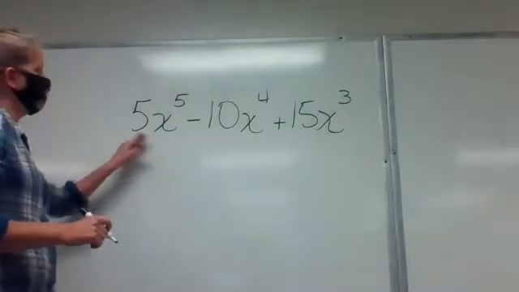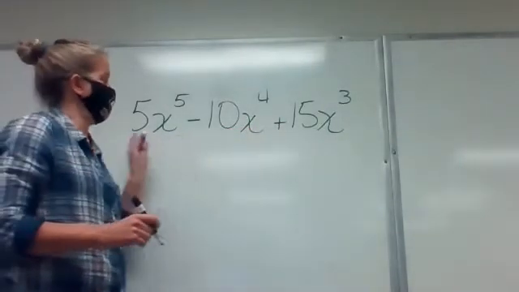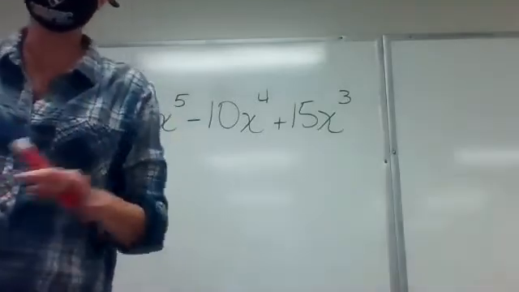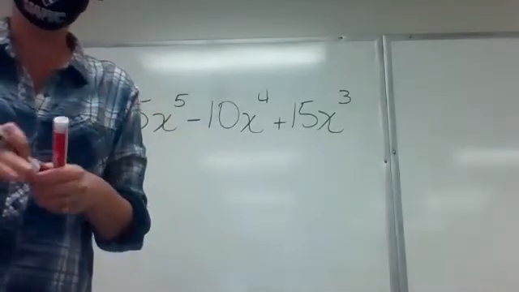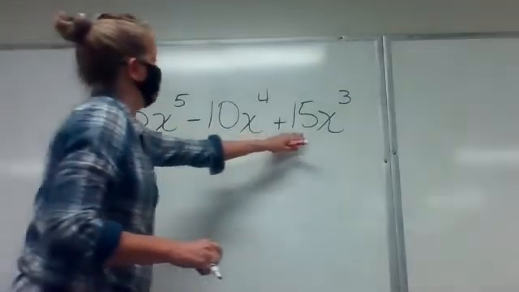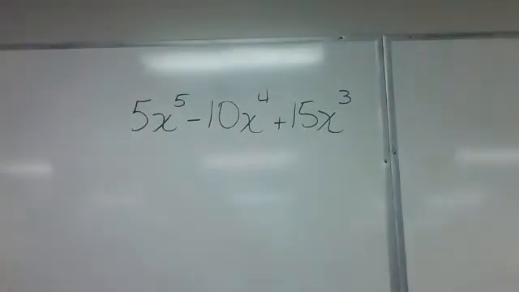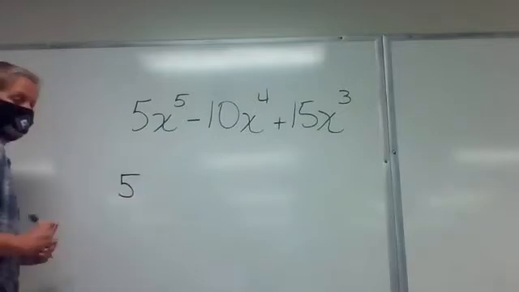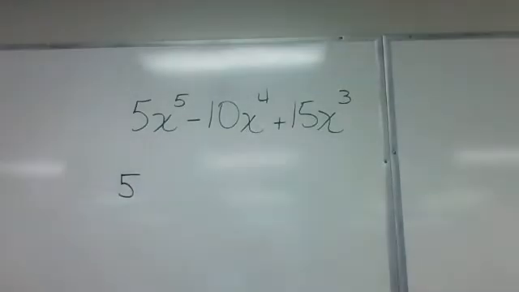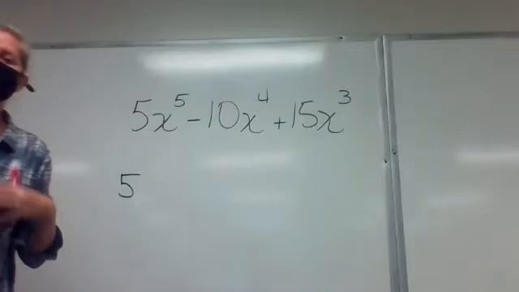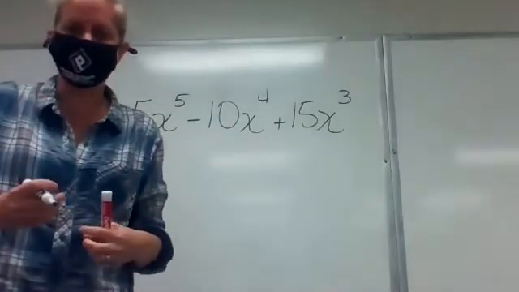We have 5, negative 10, and 15. What is the factor that goes into all 3 of those terms? Okay, they all divide evenly by the number 5. So I can pull a 5 out. Now, let's look at all the terms. What else do they have in common? They all have some amount of x.